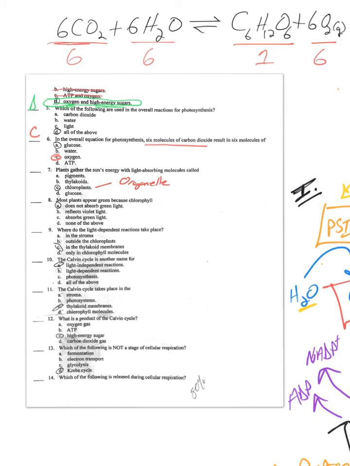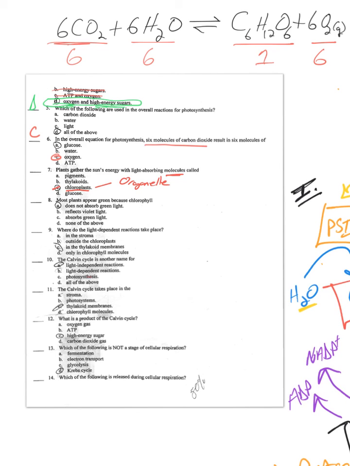So that's fine. But they didn't ask for the organelle. They asked for the molecules, right? So you were probably looking for the word chlorophyll. You might have accidentally put chloroplast, but that would be incorrect. So it's not C, because that's an organelle.